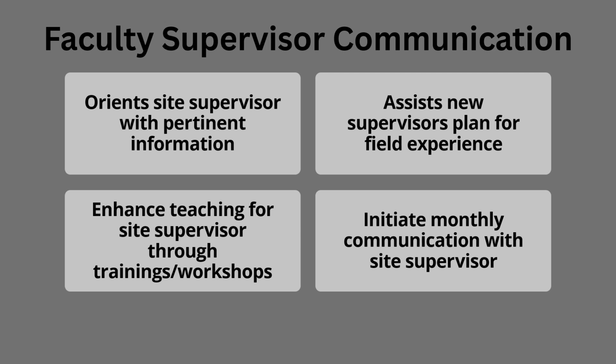Lastly, the faculty supervisor should initiate monthly communication with the site supervisor. It is the faculty supervisor's responsibility to visit the site or communicate with the site supervisor at least once within the semester, but it's important for ongoing feedback and communication to take place that this should be initiated at least monthly, whether it's virtually, in person, or over the phone.